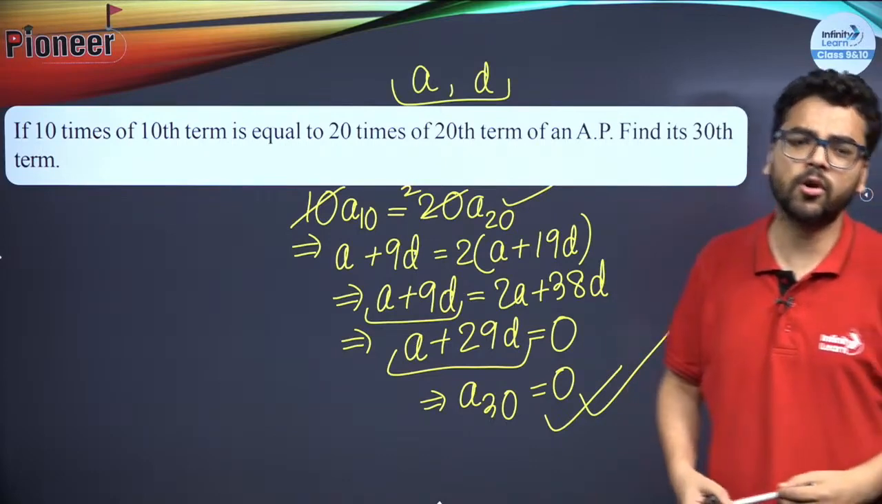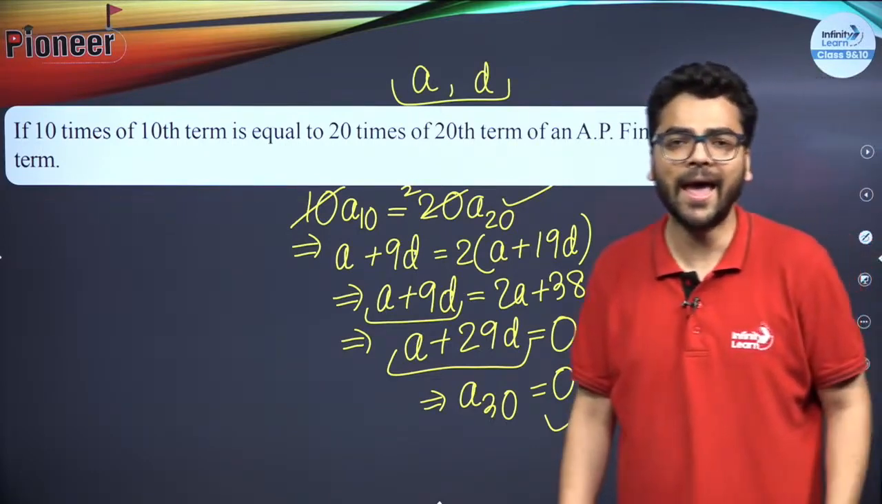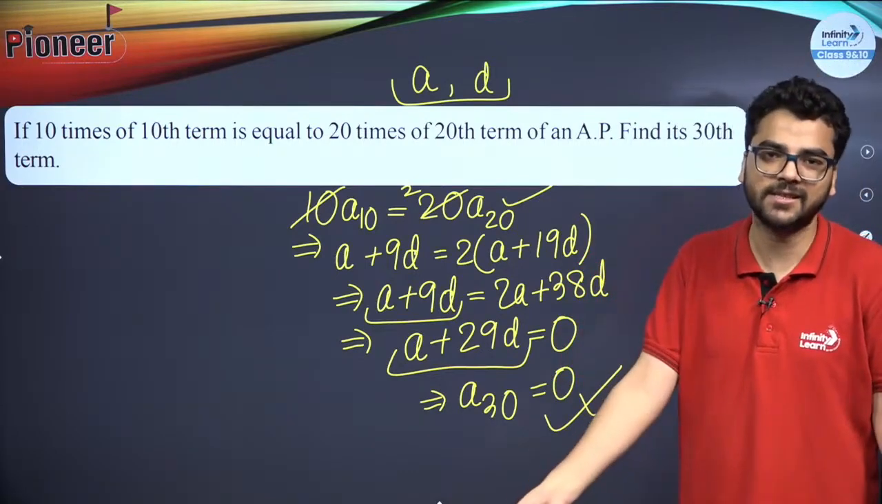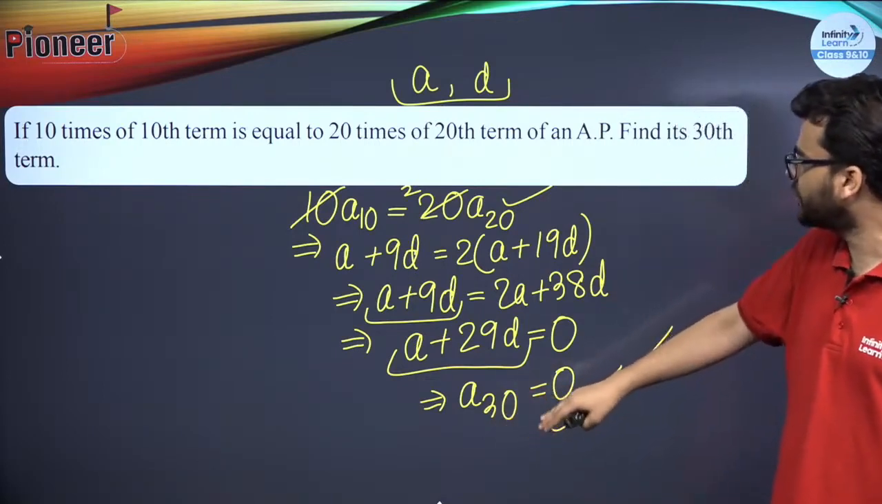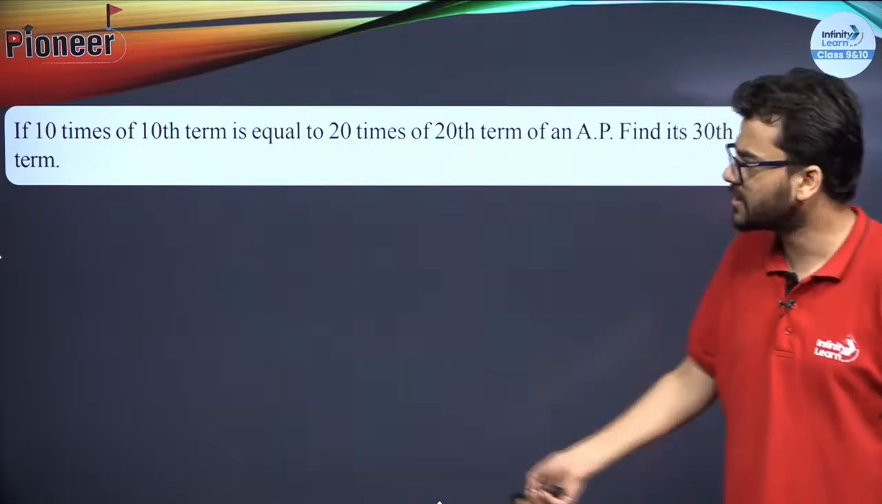There are many more good questions. Obviously there is a time constraint as well, and obviously I will take them in the subsequent sessions. Obviously you cannot do every question in one single session. Okay, I hope this thing is clear. So 30th term of this AP is equal to 0. Let's move on to the next one.